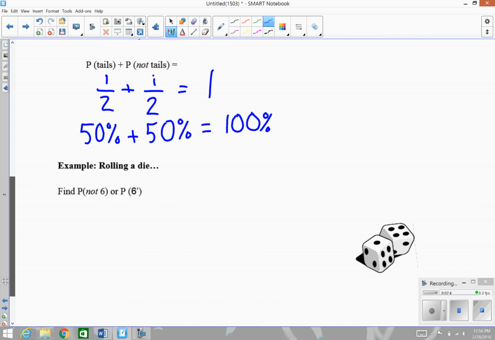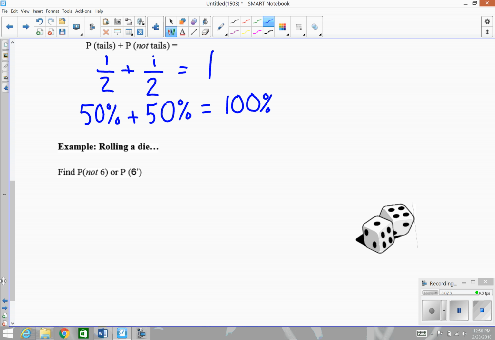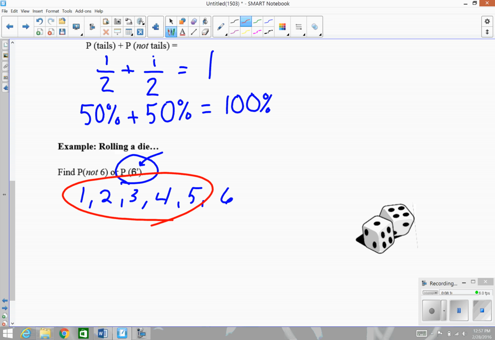If we look at the next one, we have rolling a die. We want the probability of not rolling a 6. And again, this is the more common notation, that little apostrophe means not 6. Well, if you're not rolling a 6, what might you be rolling? Well, on a die, you have 1, 2, 3, 4, 5, 6. So if you don't want a 6, then we're looking at those 5 options. So the probability of not rolling a 6 equals 5 out of 6.